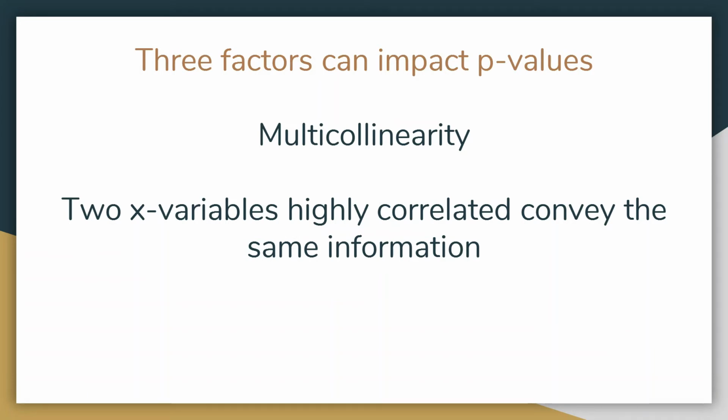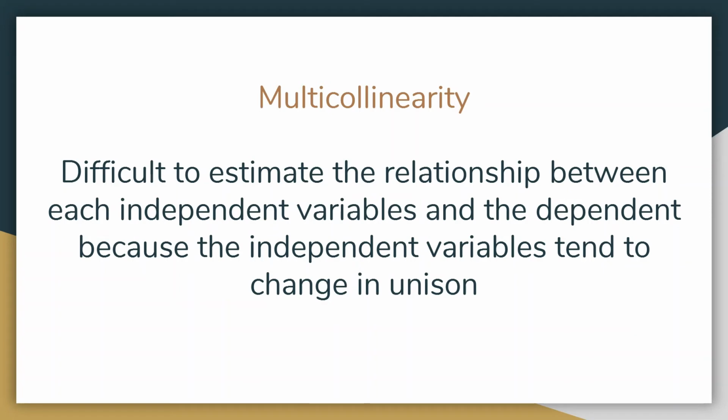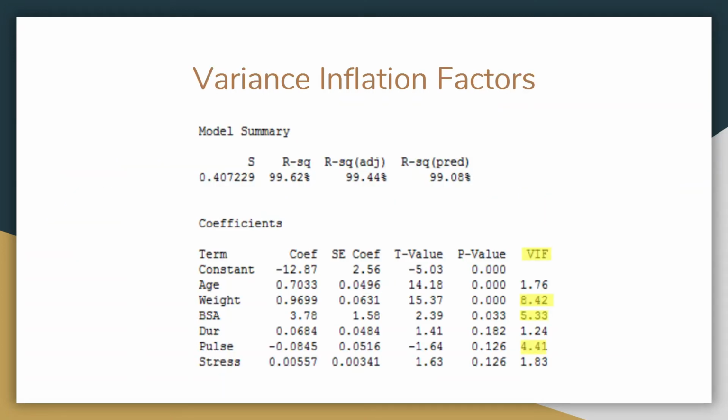So multicollinearity refers to when two variables are highly correlated and they convey the same information. This makes it difficult to estimate the relationship between each independent variable and the dependent variable because the independent variables will tend to change in unison. One way that we can look at this is by looking at the variance inflation factors.